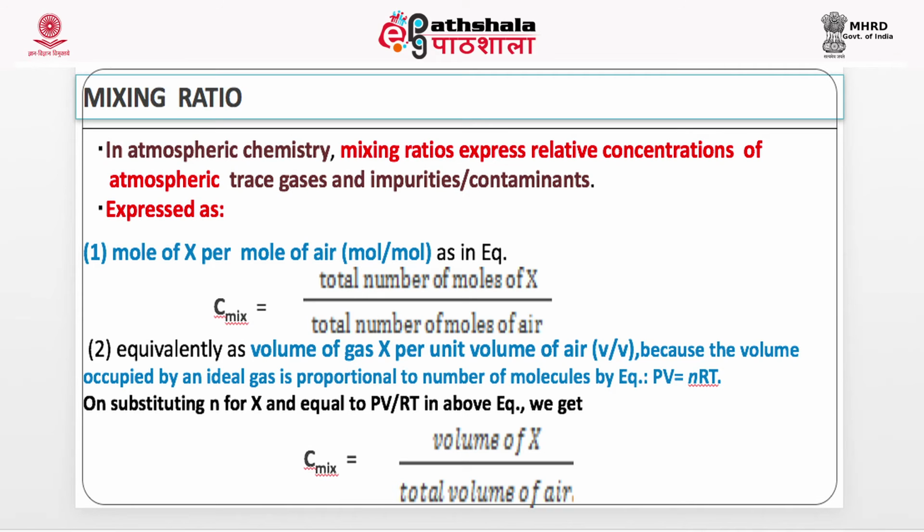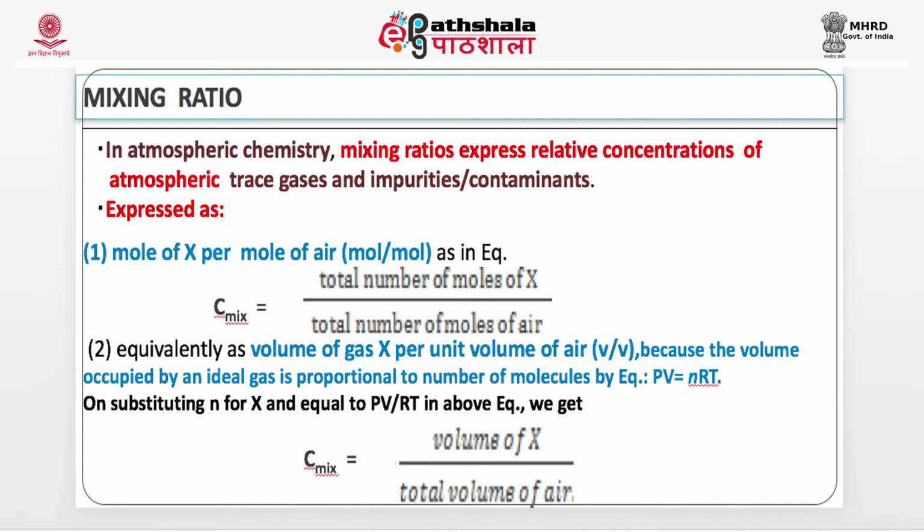Mixing ratio. The mixing ratio is equal to the number of moles per mole of air. The unit is mole per mole. So, mixing ratio equals total number of moles of X divided by total number of moles of air. The mixing ratio is a dimensionless quantity because this is number of moles and this is also number of moles, so the unit will cancel out. So, it will be a dimensionless quantity having no unit.